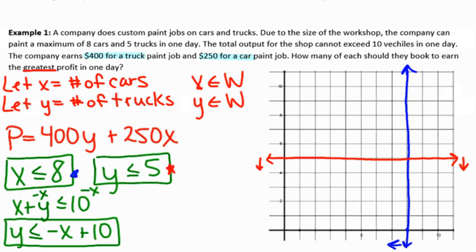And then my third inequality, y is less than or equal to a negative x plus 10. So a negative slope and a y-intercept of 10. Here's my intercept. I'm going down 1 over 1. And I want to connect these dots with a solid line as well, as it's less than or equal to.